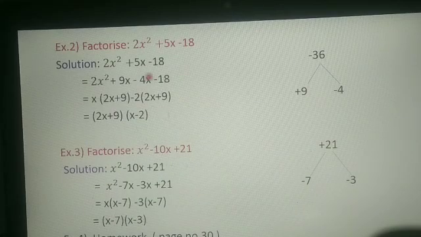Okay, so factorize 2x square plus 5x minus 18. Here what is the coefficient of x square? 2, and the constant is minus 18. So 2 into minus 18 will be minus 36. So we will find the factors of minus 36 such that the sum of those two numbers will be plus 5. So we have taken plus 9 and minus 4. Plus 9 minus 4 will become plus 5.